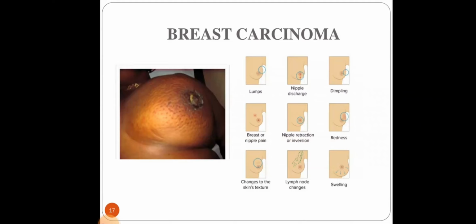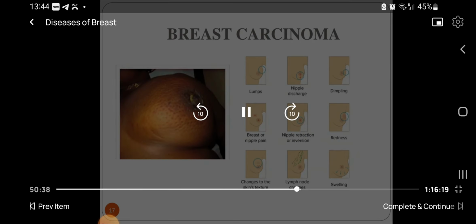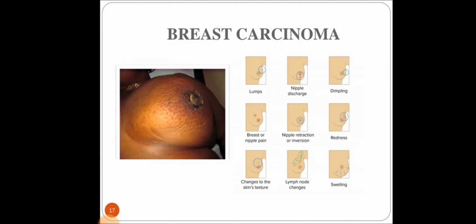Next one is medullary carcinoma. Medullary carcinoma feels a little softer, it will be well circumscribed, bulky and hemorrhagic. It will have uniform consistency, and the consistency is told to be brain like. It is also called encephaloid type, that is brain like consistency the tumor will have. That is medullary carcinoma. Then it is inflammatory carcinoma.